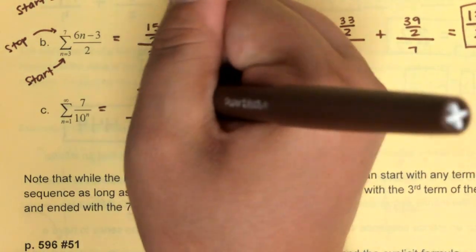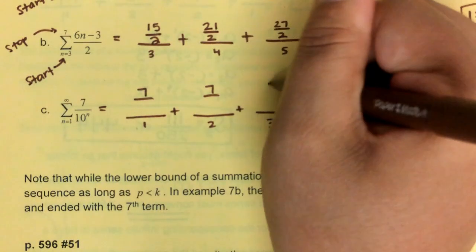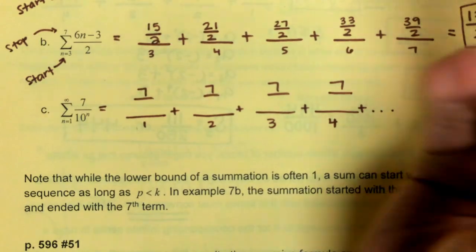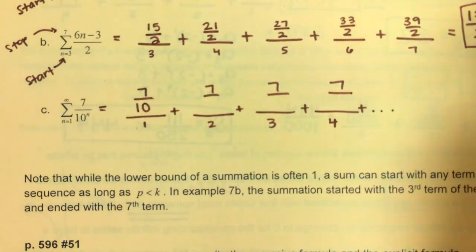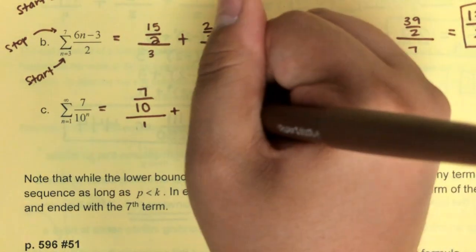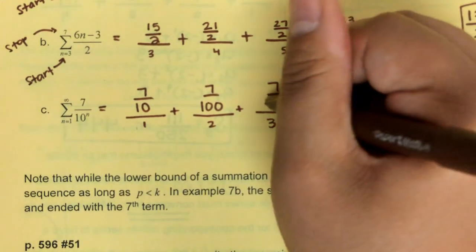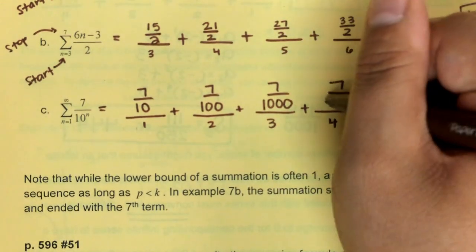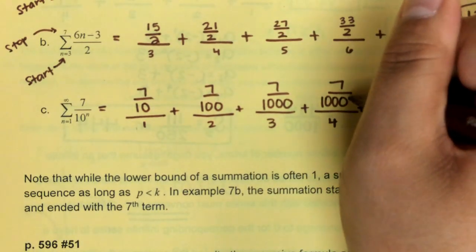Do you agree 7's on top no matter what? And then what's 10 to the 1? 10 squared, 10 cubed, and 10 to the 4th. Okay.